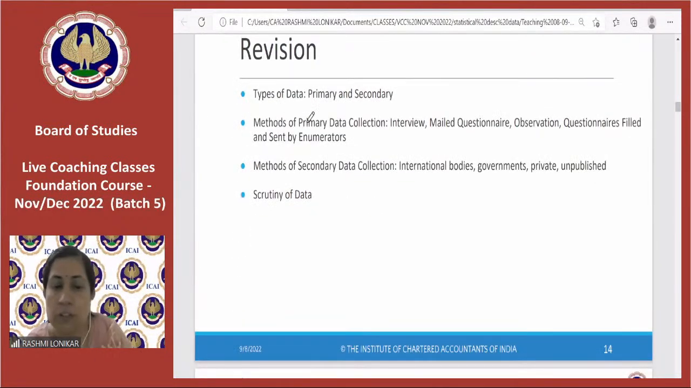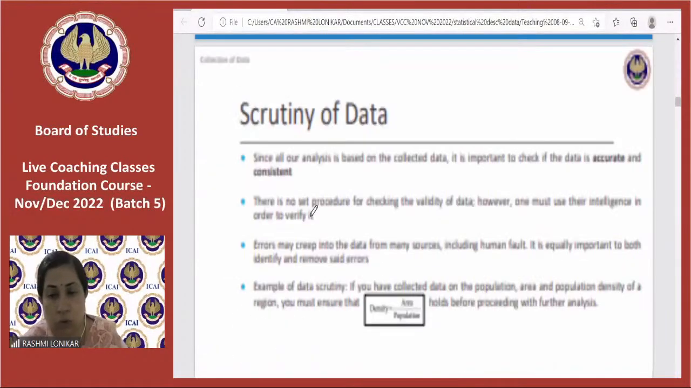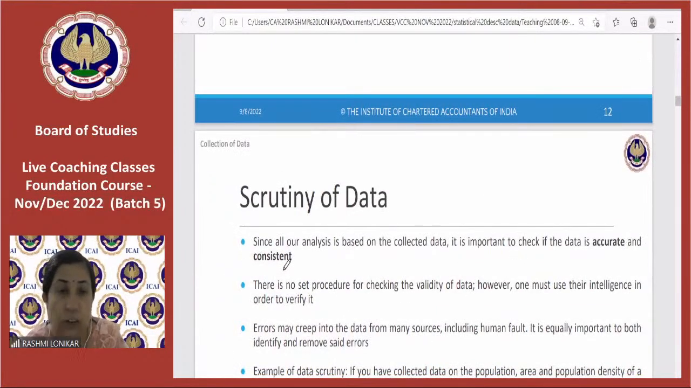So we talked about types of data, that is primary data and secondary data. Methods of primary data collection are the interview method, mailed questionnaire method, observation method, and questionnaires filled and sent by enumerators method. The interview method may be personal interview, indirect interview, or telephonic interview. Methods of secondary data collection are international bodies, government, private, and unpublished data. And then we talked about scrutiny of data, which means checking whether the data is accurate and consistent.